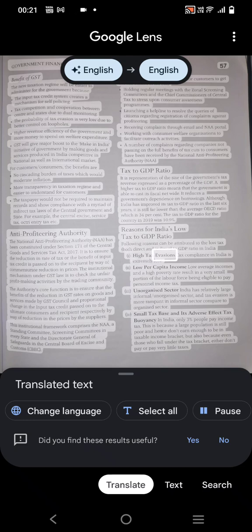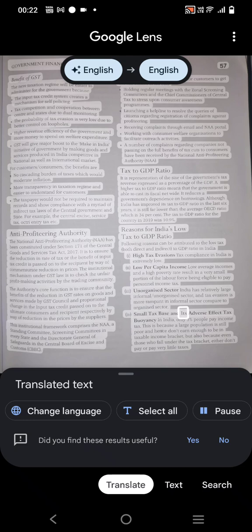1. High tax evasion. Tax compliance in India is extremely low. Low per capita income. Low average incomes and a high poverty rate result in a very small portion of the labor force being eligible to pay personal income tax. Unorganized sector. India has a relatively large informal unorganized sector, and tax evasion is more rampant in the informal sector compared to the organized sector.